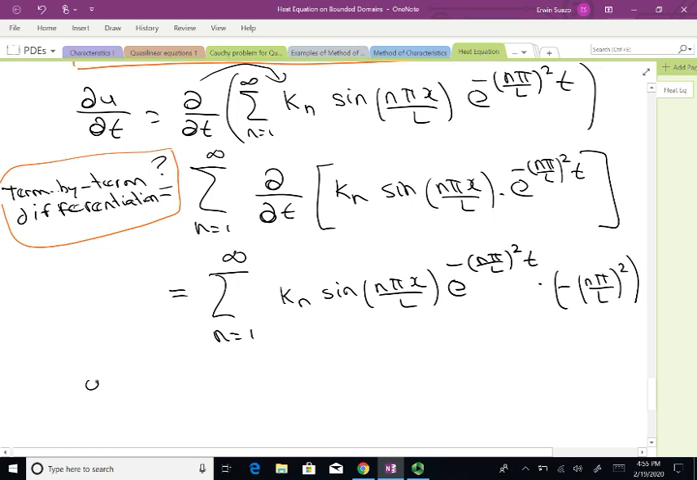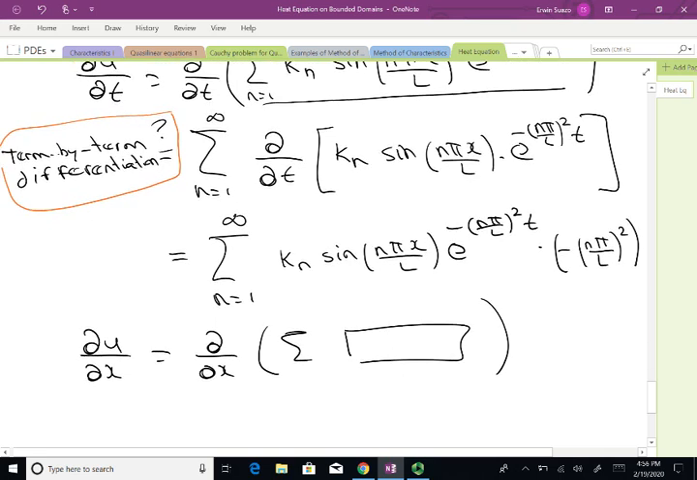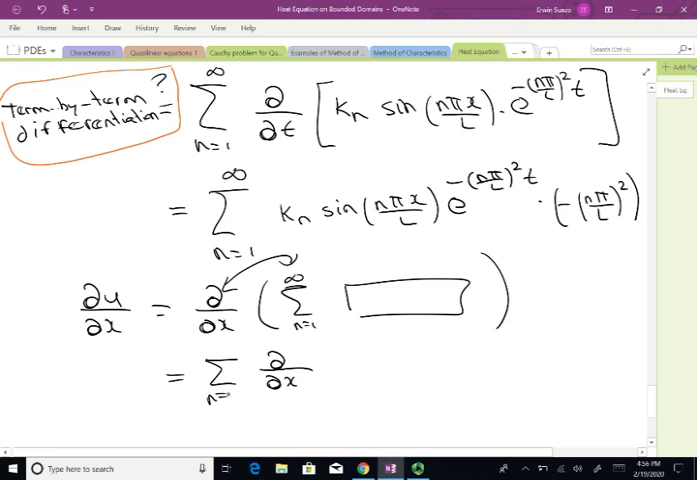So we find the derivative with respect to x. Allow me to skip writing the sum of all this again, since we know what it is. Then I'm going to interchange the derivative with the sum. So I'm going to do the sum of the derivative, interchanging the derivative with the sum. This sum is from n equals 1 to infinity.